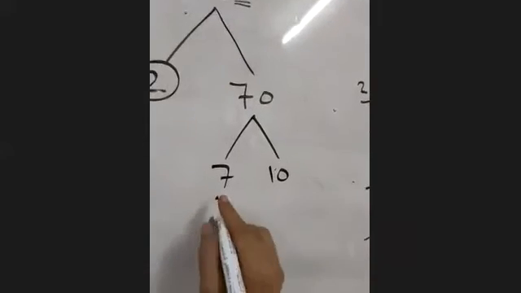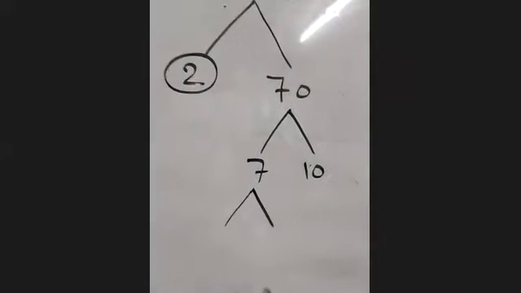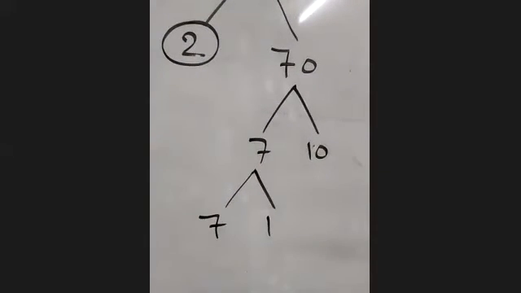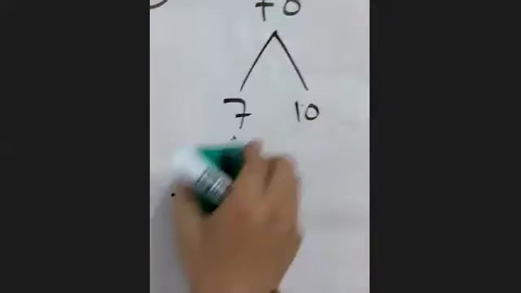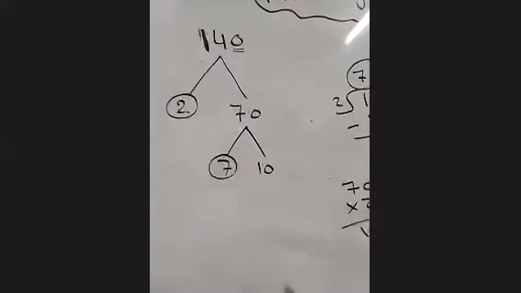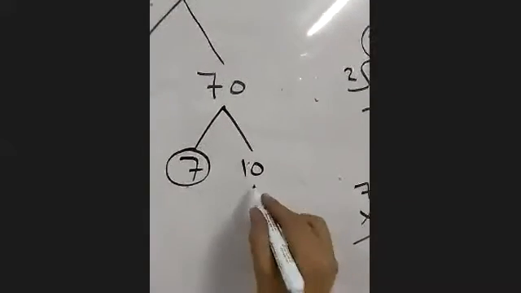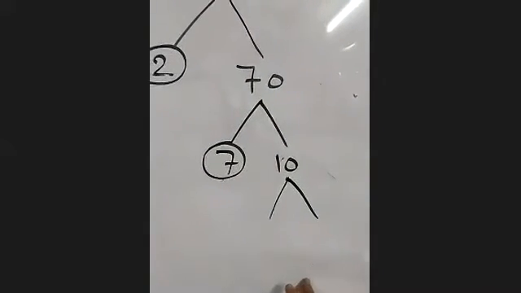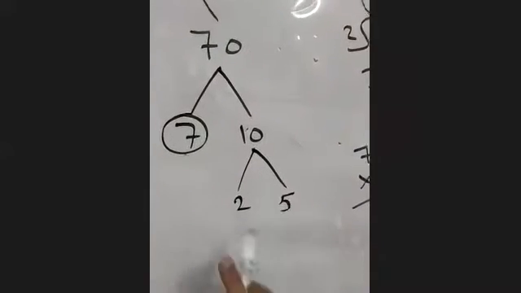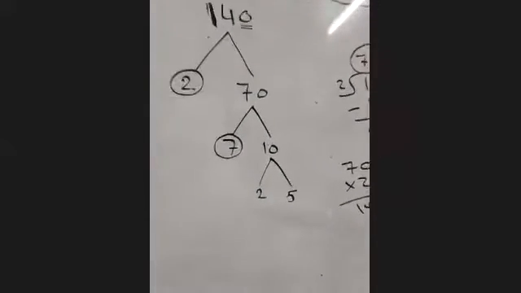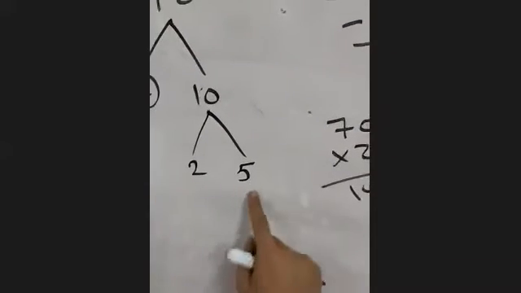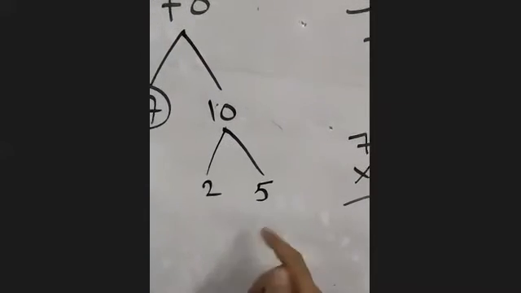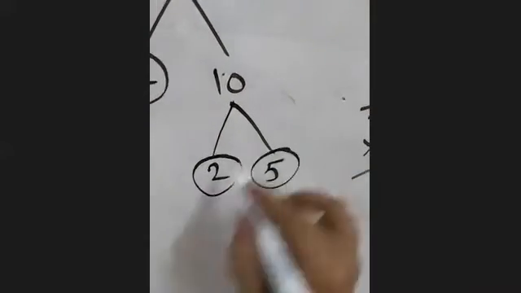The 7. Give me two numbers that multiply to 7. We have only 7 and 1. If we have only the number and 1, no need for it. We stop and put a circle. How about the 10? Two numbers that multiply to 10 are 2 and 5. The 2, can we do more? No, because we have only 2 by 1. The 5, can we do more? No, because we have only 5 and 1. If we cannot do more, we put circles like this.